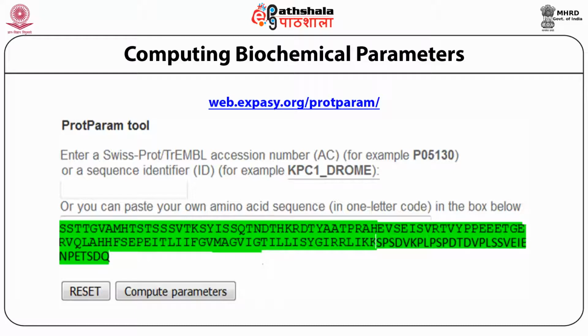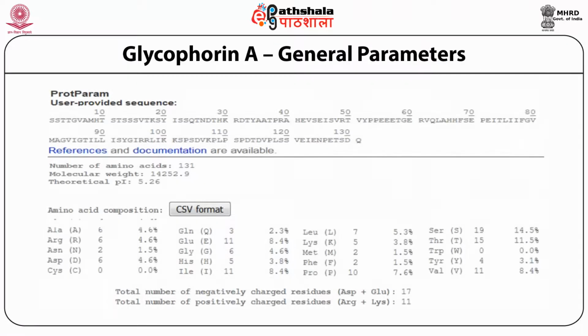Visit ExPASy site for the address shown in the slide and paste the 131 amino acids of a mature protein sequence which are highlighted in green. That means exclude signal peptide amino acid residues from 1 to 19 position, and click Compute Parameters button.